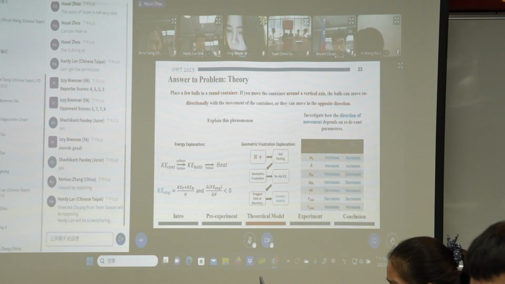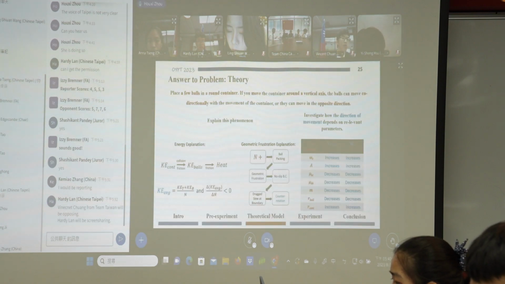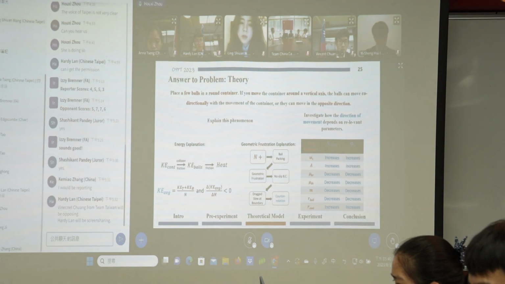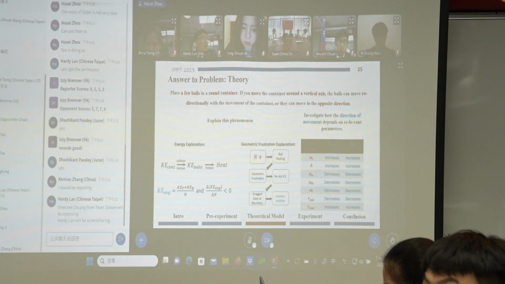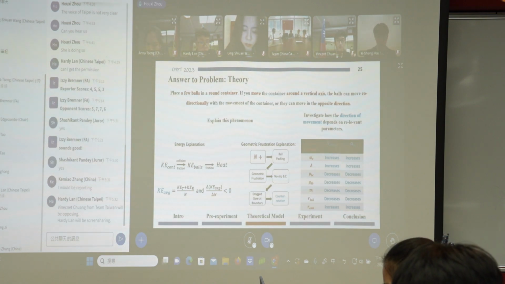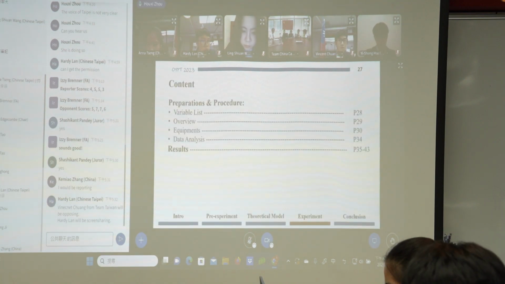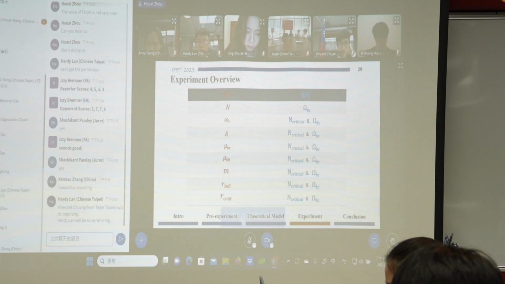Back to our model. Here is the question again. And we are confident that it is fully answered through our research. We have already discussed energy balance, and the analysis we just discussed is completely based on the perspective of geometric illustration. On the right is our solutions through calculation, which we will next discuss in our experiment. Next is our experiments. Here is the content of our experiment, the list of variables we experimented on, and here is an overview of the experiments again.